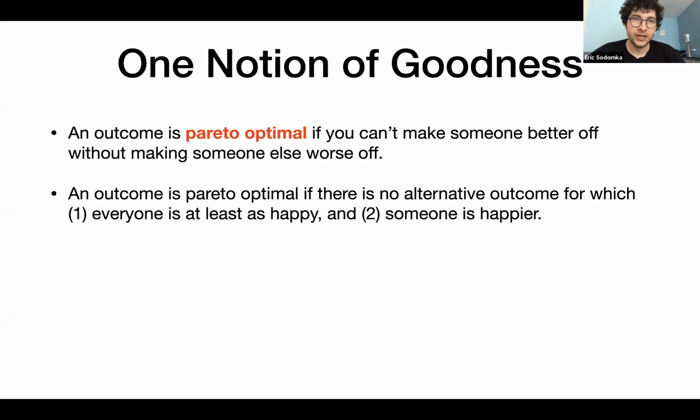Okay, so here's one notion of goodness that is very well studied. It's called Pareto optimality. An outcome is Pareto optimal if you can't make somebody better off without making someone else worse off.